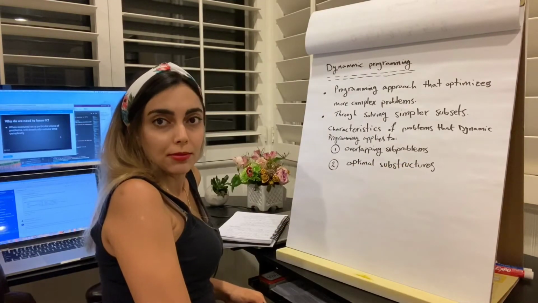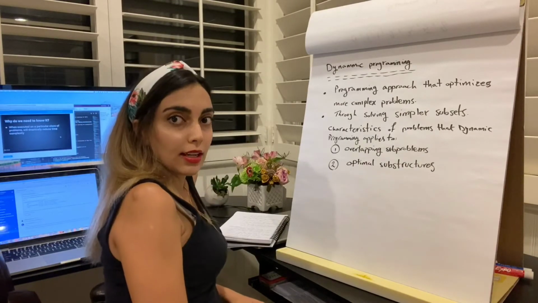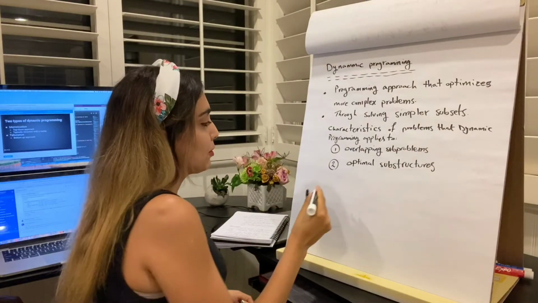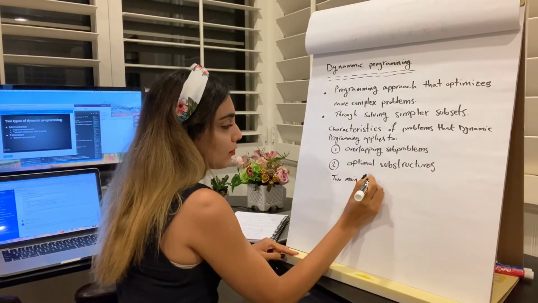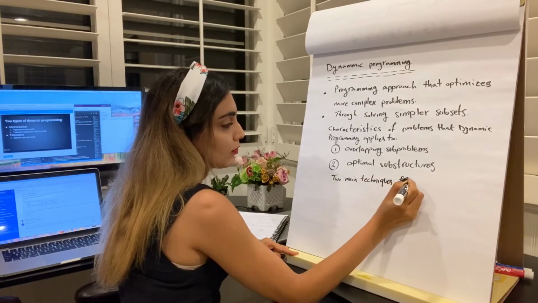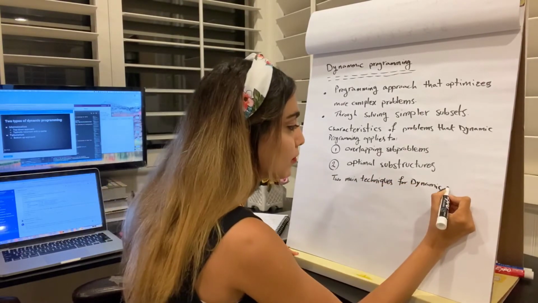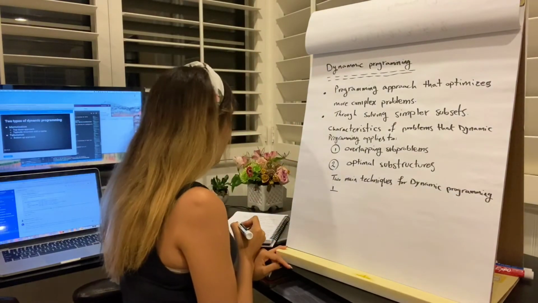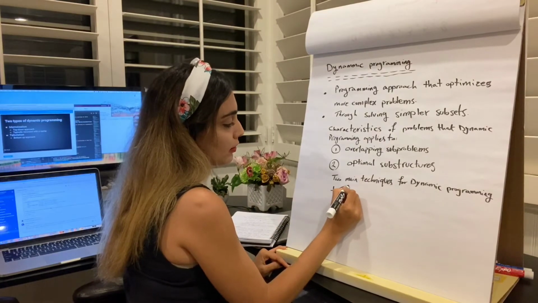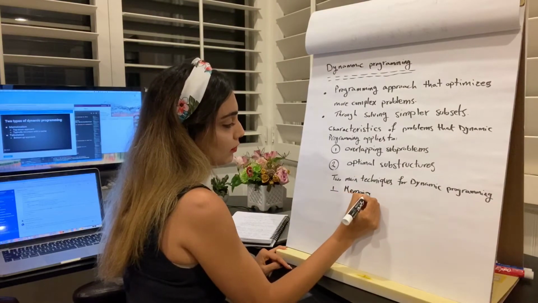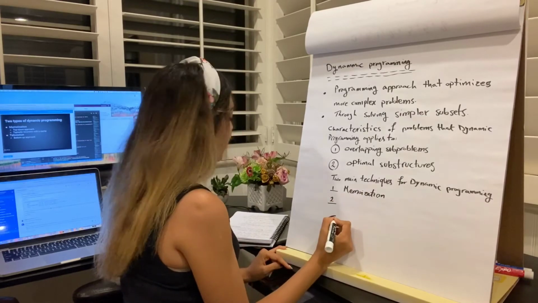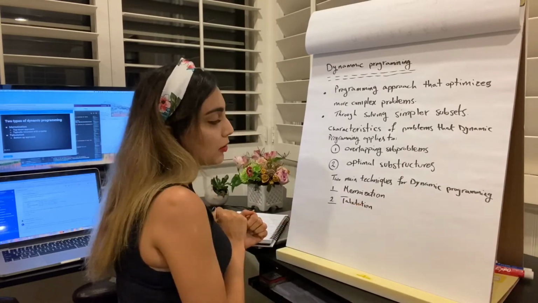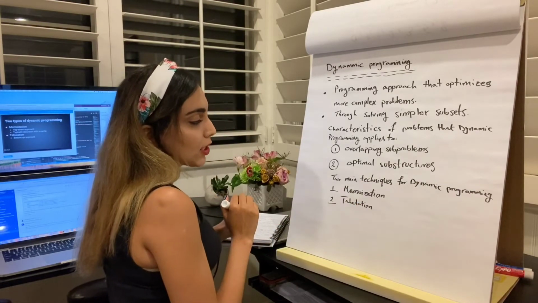So why is dynamic programming helpful? The reason is that dynamic programming will drastically reduce the time complexity. So there are two main techniques for dynamic programming. One is called memoization. And the second one is tabulation. In this video, we're going to be focusing on memoization.